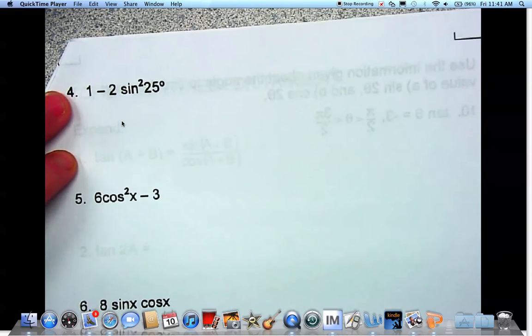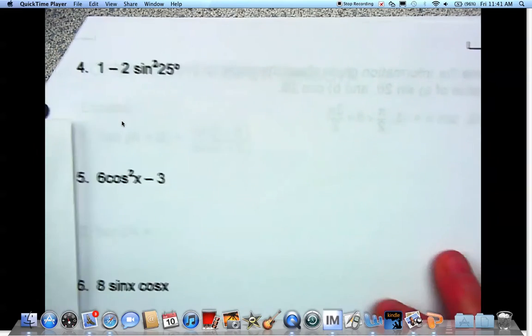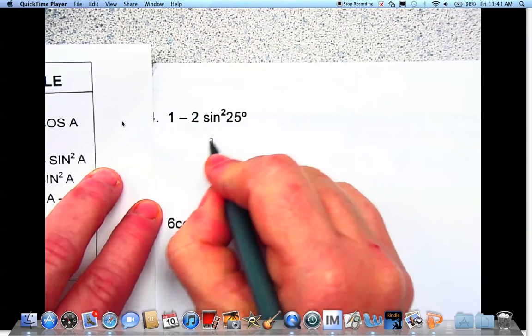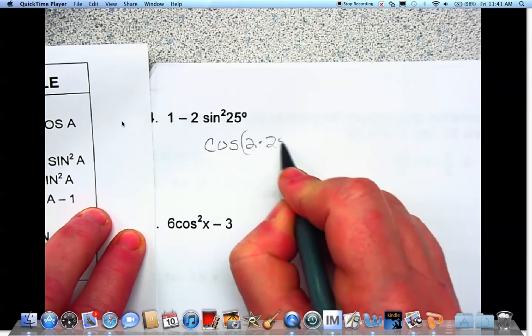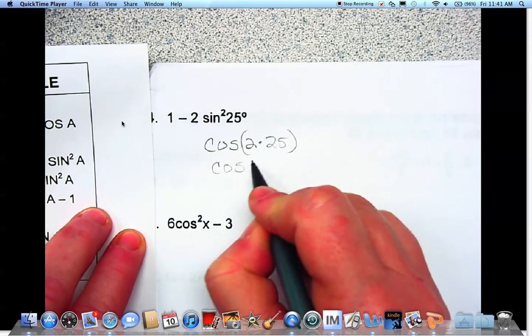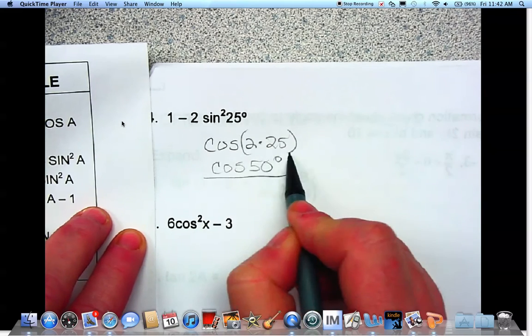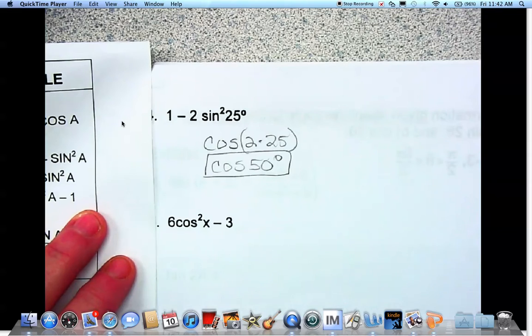Okay. 1 minus 2 sine squared of 25. I'm going to get my cosine squared. Good. Cosine of 2A? Yeah. So it'd be the cosine of 2 times what? 25. Cosine of 50. Do we know the cosine of 50? No. So we're just going to leave it. If we had the cosine of 30, we know those, or 60 or 45.